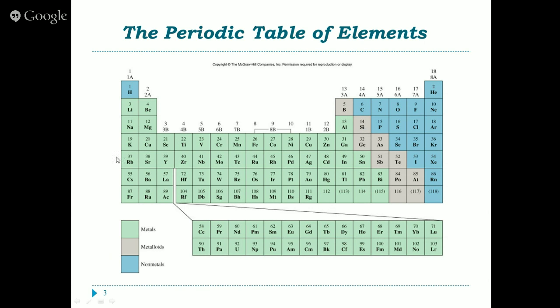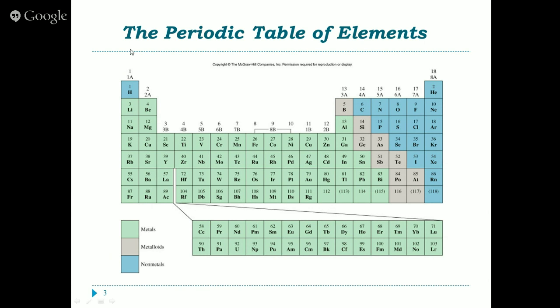We can also look at what we call our main group elements, which have the letter A at the top. So we have 1A all the way through 8A, ignoring these elements here. These elements are called transition metals, or our transition elements, because they can transition between oxidation states. Down here we have our inner transition metals, and most of these are radioactive.